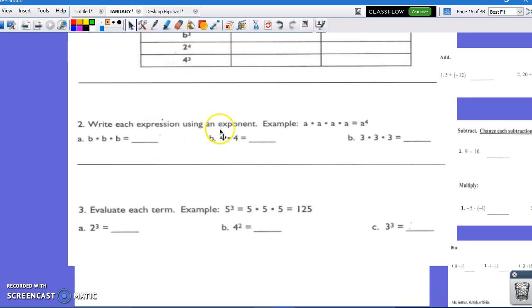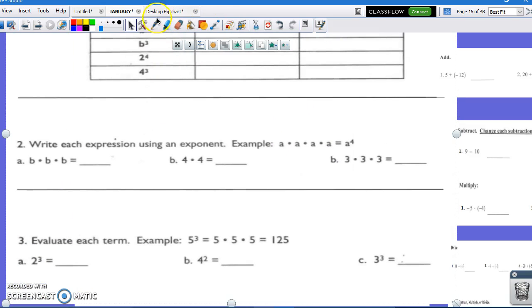Write each expression using an exponent. And here's an example of that. Very easy as well. So your base is b. How many times do you see it? 3. Your base is 4. How many times do you see it? 2. Your base is 3. How many times do you see it? 3. Okay. Moving on to the next part.